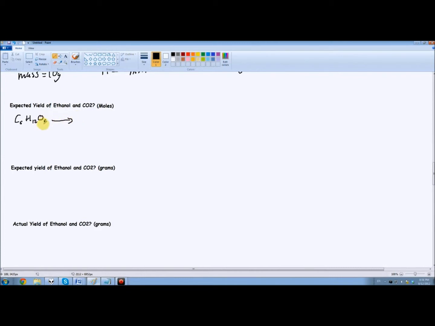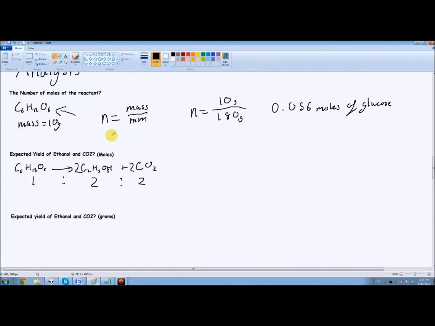C6H12O6 goes to, now we don't need to worry about states because we're just doing math, so that's fine, C2H5OH plus CO2. Now once we balance that, we find that there's a 2 there and a 2 there. Now from here we can actually write our molar ratios, right? There's 1 there to 2 of those to 2 of those, correct? We can see that from these coefficients here. Now, what did we find out in the last question? We found out the moles used in this experiment, right? It was 0.056 moles of glucose. So in terms of this ratio, there must be 2 times as many ethanol moles than glucose, and the same with carbon dioxide. 2 times as many carbon dioxide moles as there is glucose.